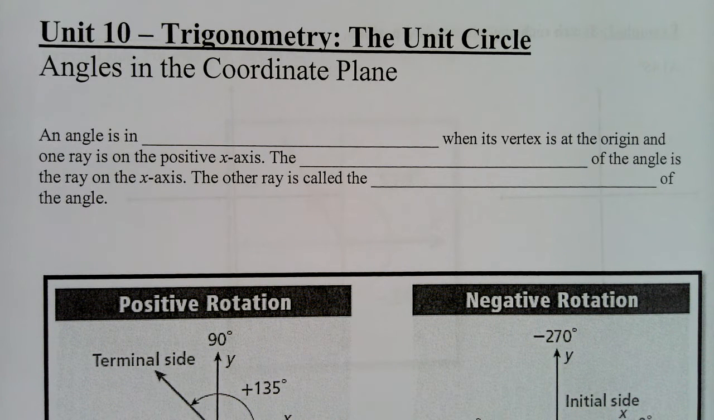All right, continuing on in Unit 10, Trigonometry, the unit circle. This is the next lesson, and it is called Angles in the Coordinate Plane. Okay. So its first definition: an angle is said to be in standard position when its vertex is at the origin and one ray is on the positive x-axis. Standard position.